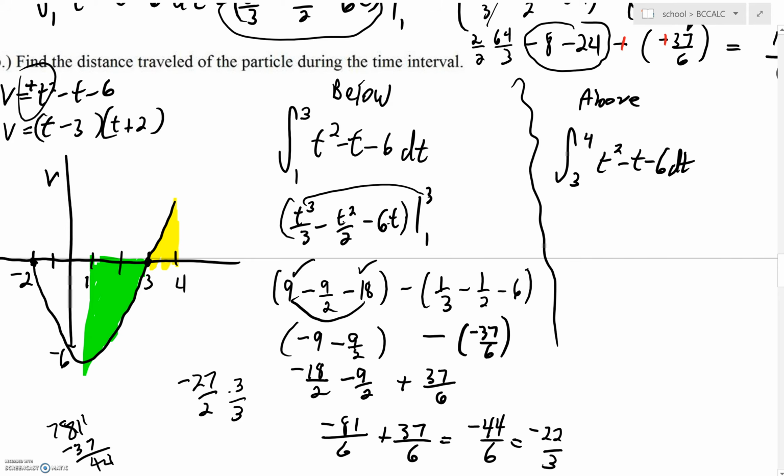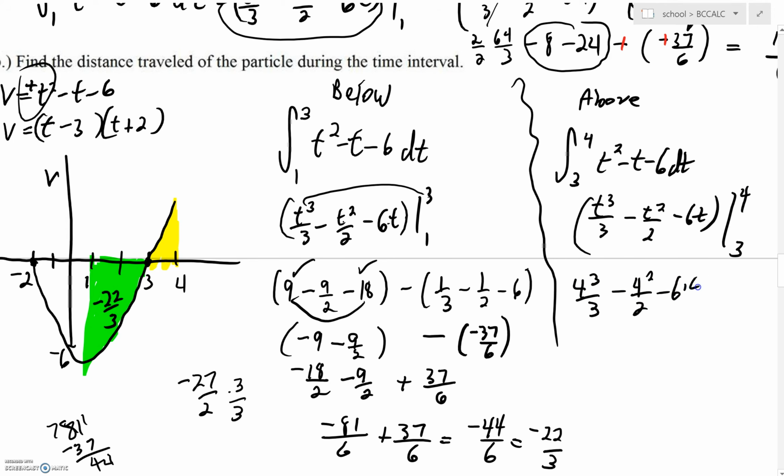That right there, the fact that it's negative, is indicating that you're traveling 22 over 3 units to the left. But in total distance, you take the absolute value and make that positive, wouldn't you? Most definitely. Well, let's just think for a moment here as we're working this other part out. And we can get some help here. We can say, well, antiderivative, we get t cubed over 3 minus t squared over 2 minus 6t. And then we're going to evaluate between 4 and 3. And we'd get 4 cubed over 3 minus 4 squared over 2 minus 6 times 4.